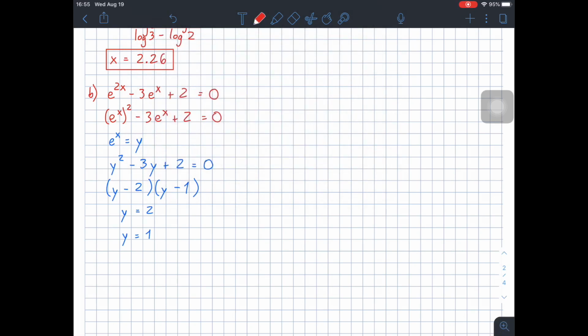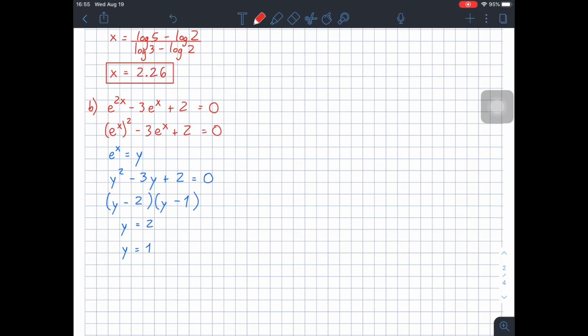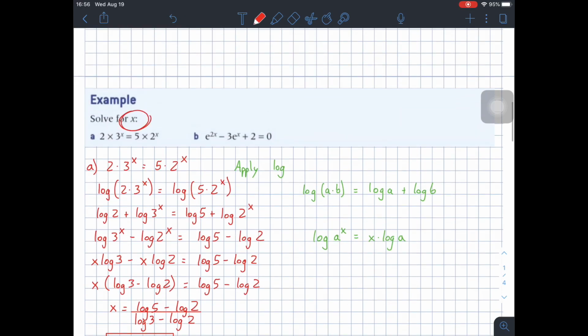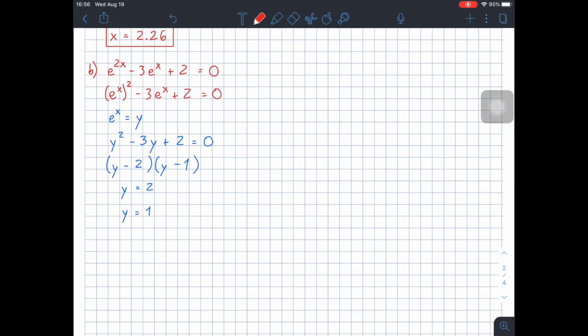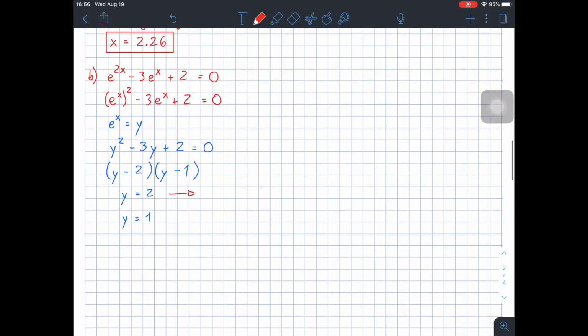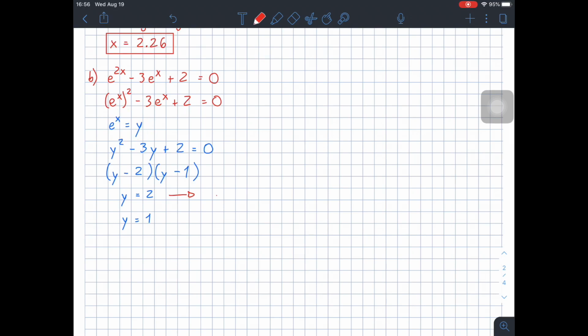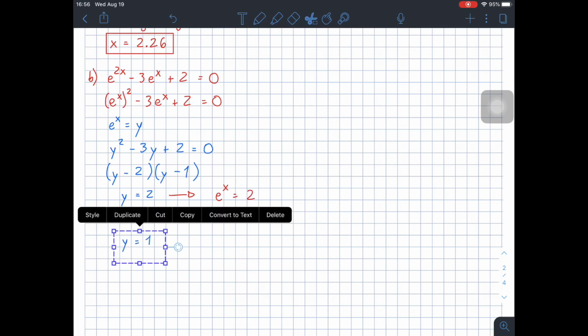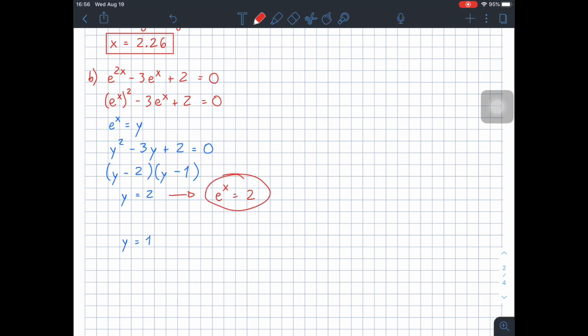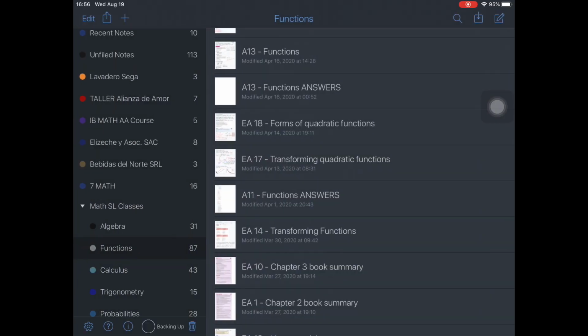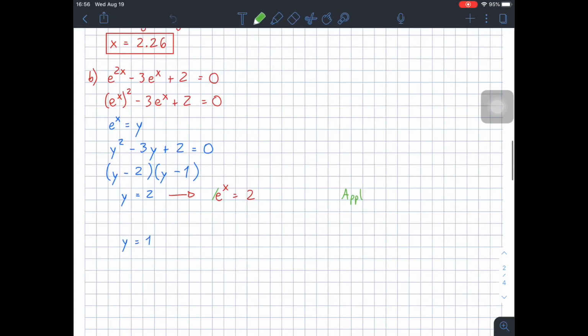But remember, this is not the answer yet, because y is not our variable. We want to find the value of x, right? So if we go back to our original variable, y is defined as e to the power of x. So we're going to say that e to the power of x is equal to 2, right? I'm going to take this a little bit down there. So if I have this situation, then I can solve for x. And in this case, I will have to apply a logarithm in order to be able to find the value of x. In this particular situation where we have the e, it's better if we use, it's better, just a second.